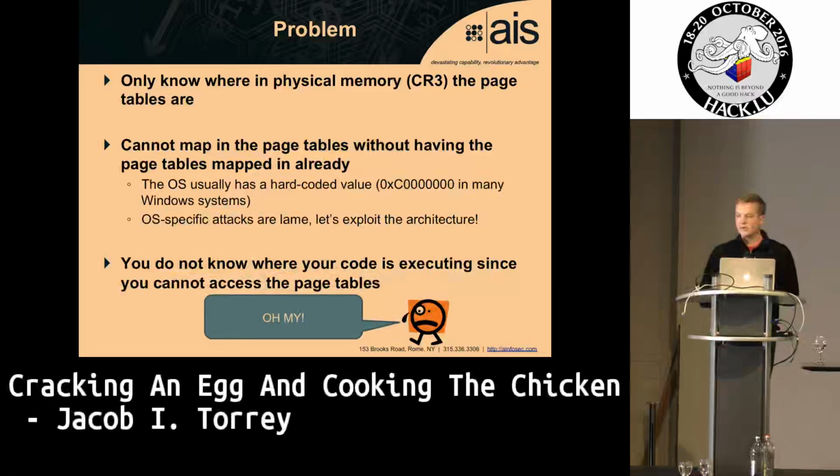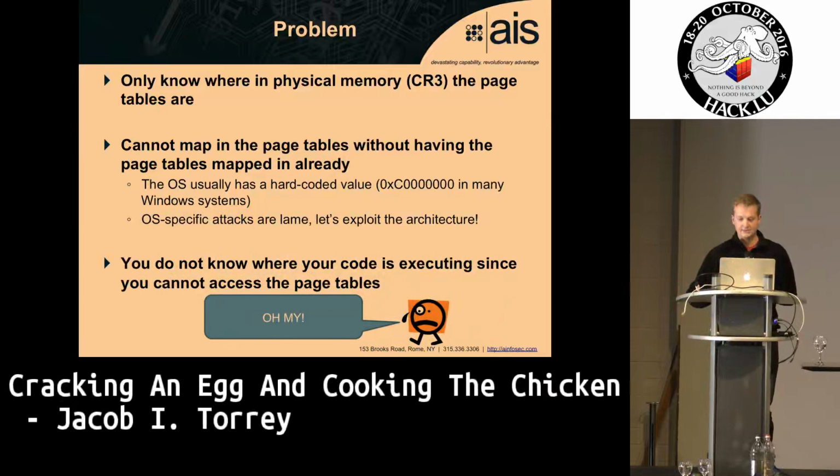So we know the physical address of the page tables. That's in CR3, but we don't know where they're mapped into virtual memory, so we can't actually just access them. The operating system usually hard codes that, so if you're on Windows, you just basically go to C and all zeros, and then you have the virtual address. But I think those attacks are lame, so let's try to do it in a more fun way. So our chicken and egg problem is the fact that we don't know where the virtual pointer is for the page tables, but we do know the physical.